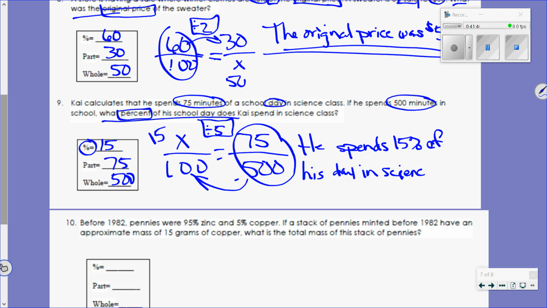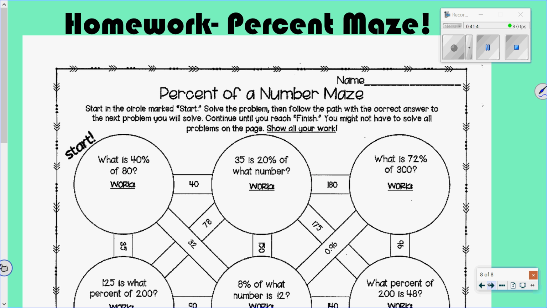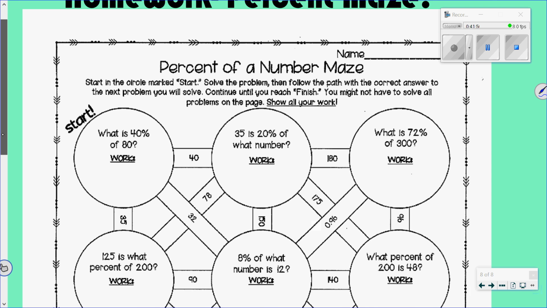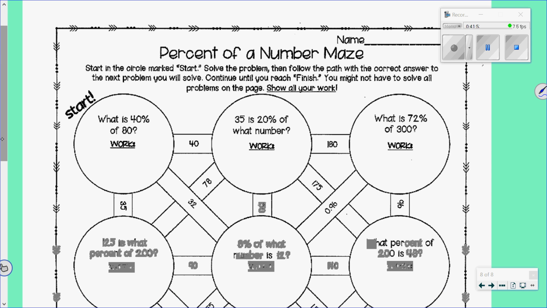Okay, unfortunately we're almost out of time, so at this point I'm just going to go over the homework real quick. The homework is a maze. The nice thing about this is it's self-correcting. We do need you to show your work. If this is not enough space for you, use a separate piece of paper, but bring it to class so we have it to look at, okay?